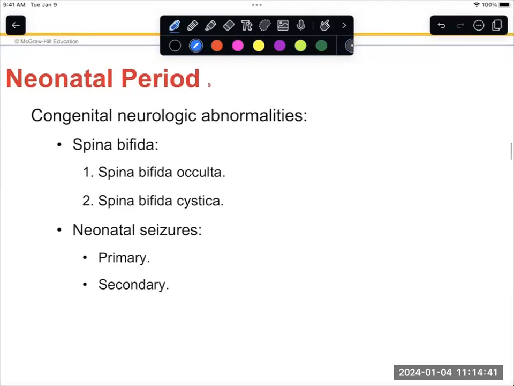Neonate seizures are caused by abnormal brain activity. Primary seizures occur from an intracranial disorder such as meningitis or cerebral hemorrhage. A secondary seizure occurs from a systemic disorder such as hypoxia, hypoglycemia, hypocalcemia, and treatment is going to depend on that cause.